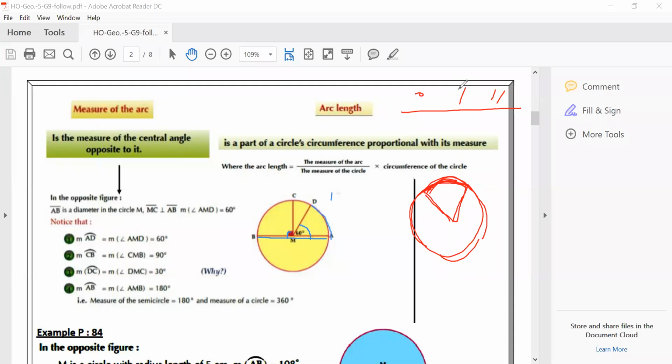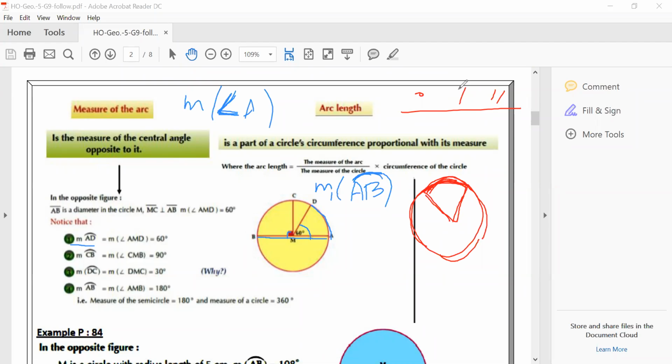And here I want to get the measure of arc AD. I will write it like this: measure of arc AB. Like any angle, I was writing measure of angle A, but here, instead of the sign of the angle, I will put the sign of the arc above AB, as written here. For arc AD, the measure of the arc is the measure of the central angle opposite to it, equal to it exactly.